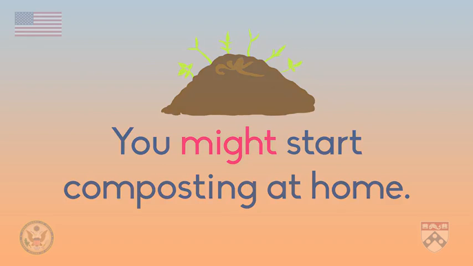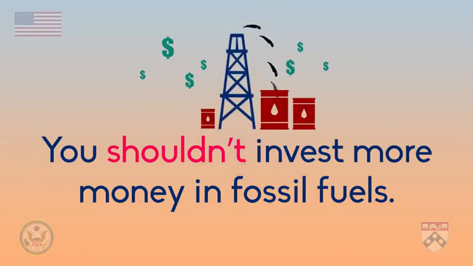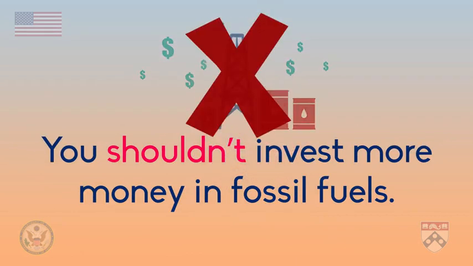We can also use should to make negative suggestions. These are also strong suggestions, but we use should not or must not to tell people not to do something. For example, you shouldn't invest more money in fossil fuels.